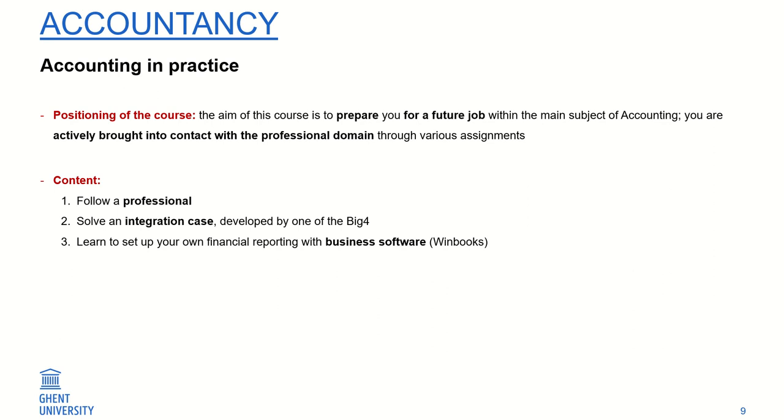And then, because essentially if you graduate majoring in accountancy, it would be quite odd that you don't know how to do your own bookkeeping if you want to have your own business. So that is why you will also learn to start to set up your own financial reporting.